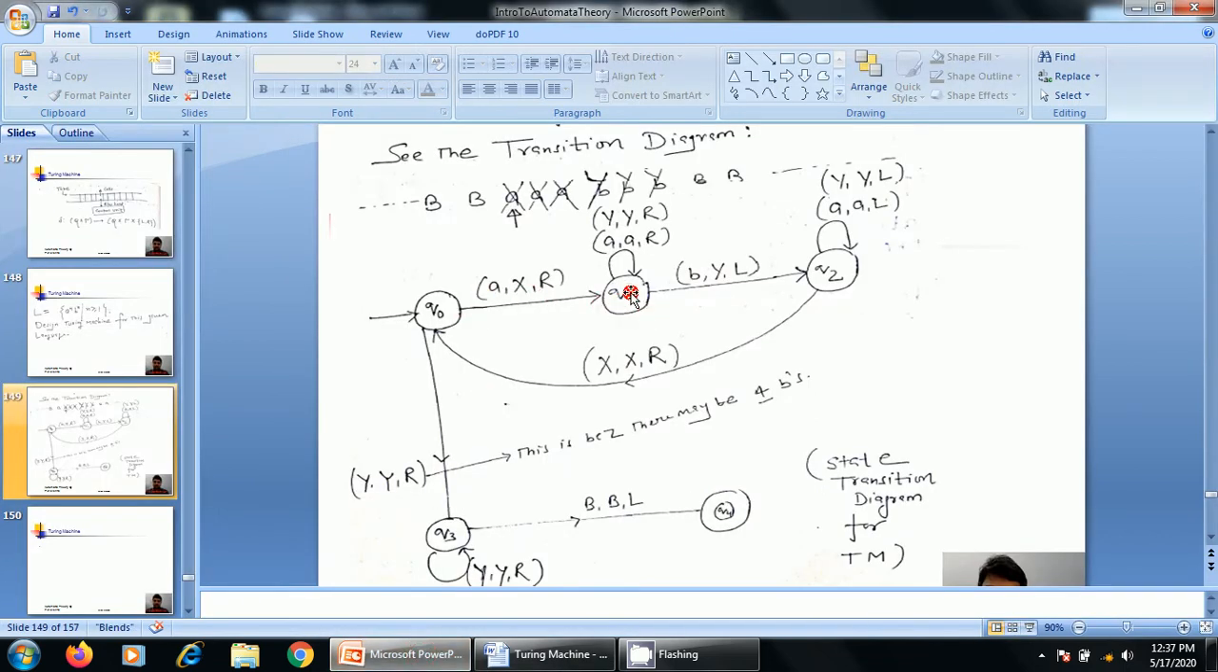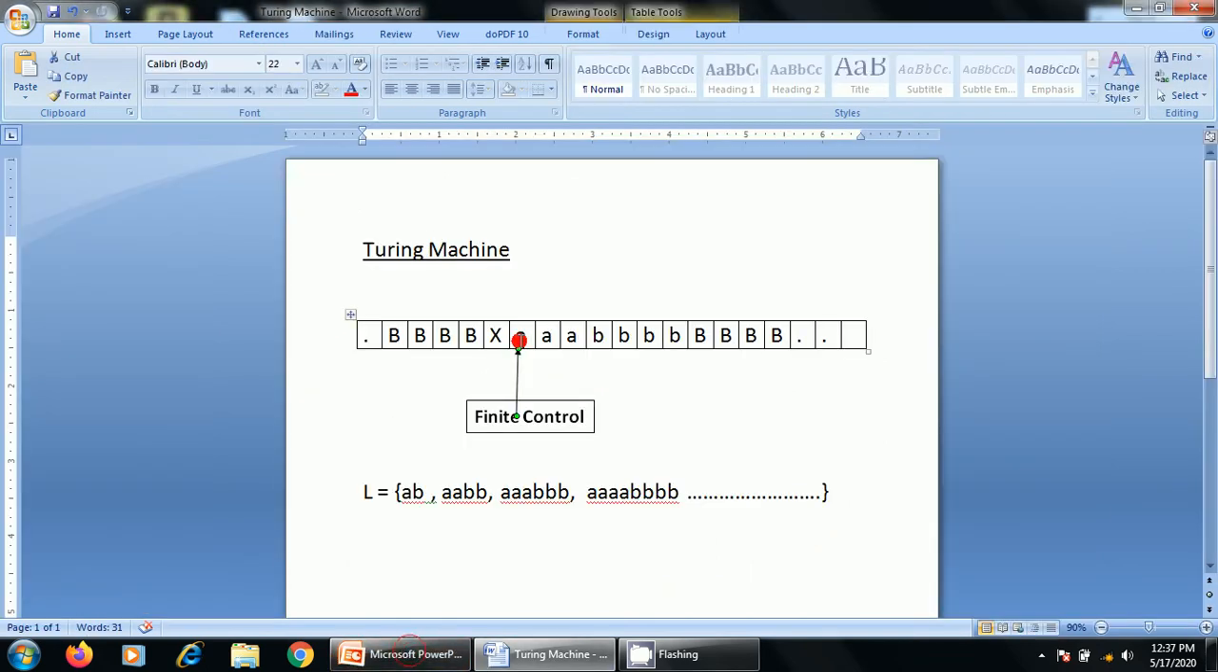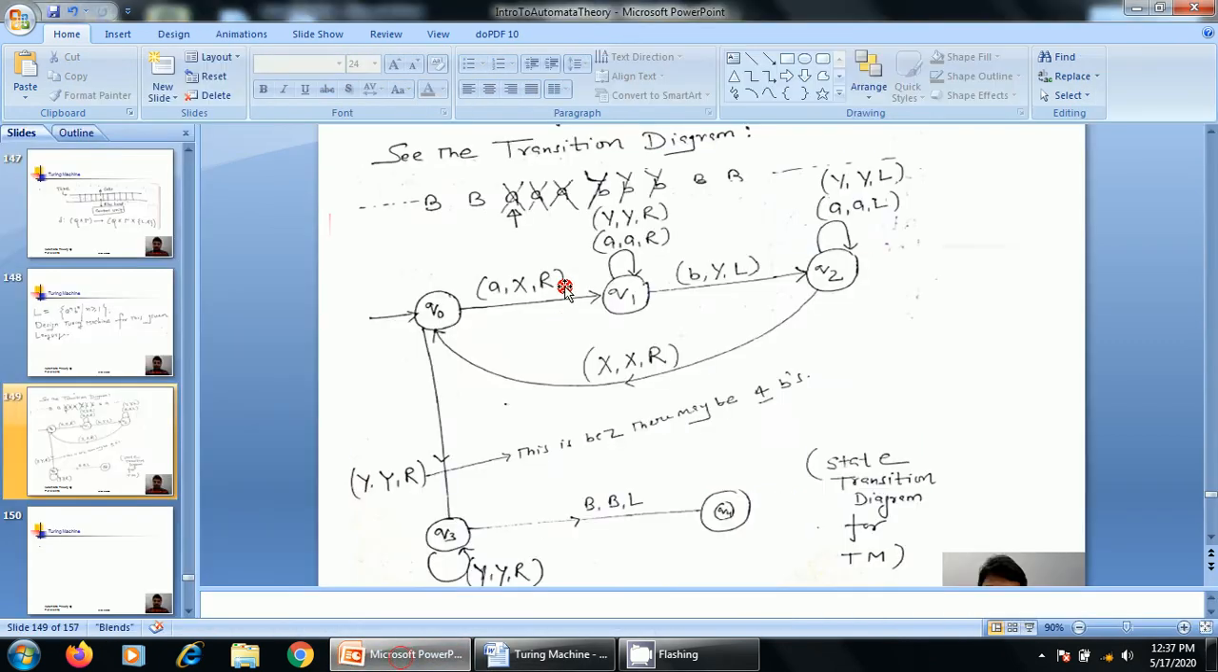Now we are at state q1. If input is again a, keep it a and move right. Do not change, because we are searching for the first b. This is the first a, and we are searching for the corresponding first b. So if there is input a, keep it a and move right. We are at the same state; we are not moving to any other new state. If input is a, keep it a and move right.